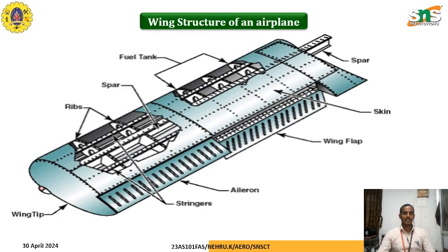The wing structure of an airplane consists of stringers, ailerons, wing flaps, skin, and spars. Of spars we have two types, front spar and rear spar, plus the fuel tank and ribs. Also, the skin is joined by rivets. The spar is the main structural element, attached to the fuselage, which carries the major compression and tension load of the wing structure.